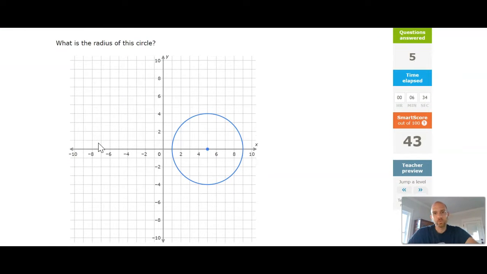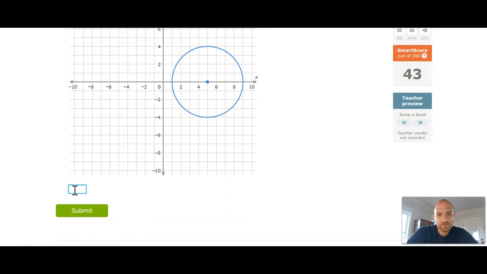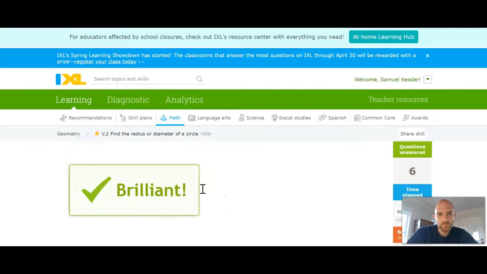What's the radius of this circle? Well, let's just find the middle point there and count out. I'm counting from 5, 6, 7, 8, 9. I counted out 4 units right there, from 5 to 9. So let's say the radius is 4. Brilliant.